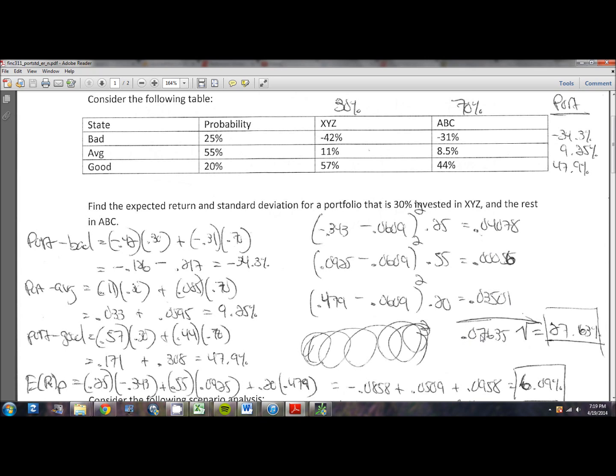That gives you 0.07635. This would be your variance, for you statistical junkies listening. The square root of that is going to be your standard deviation, so that's 27.63. So that wraps up this problem. I hope this was helpful for you guys. This is absolutely something you're going to want to know how to do really well heading into the final.